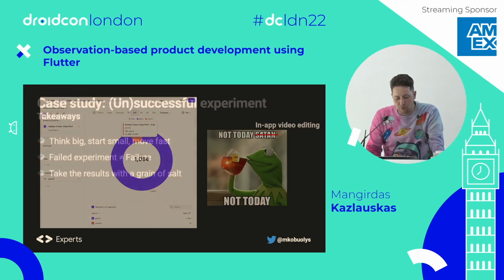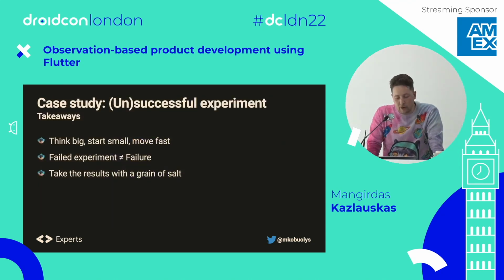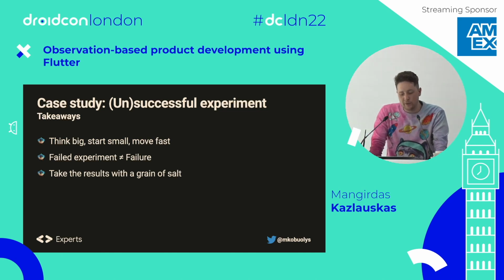Yeah, it happens. So what you need to take out of this use case is: think big, always think about big features, but always start with smaller parts first and then iterate on them. If the experiment is successful, just improve on it. And also a failed experiment does not mean a failure. Maybe this feature is not that beneficial to the users. At least we validated that we won't need to spend the resources to implement that.